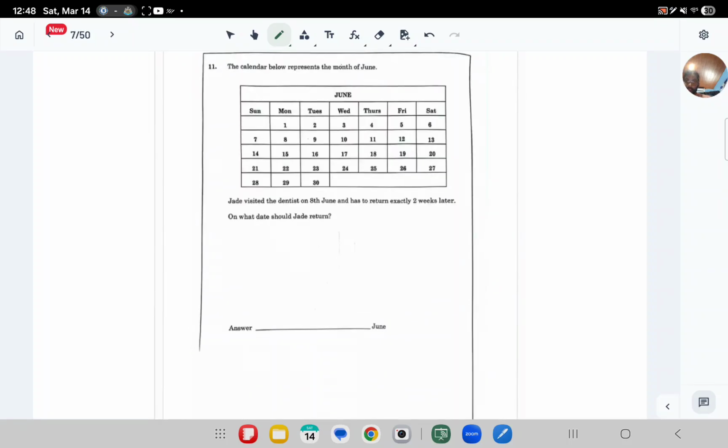Number 11, the calendar below represents the month of June. It said Jade visited the doctor on 8th June and has to return exactly 2 weeks later. On what date should Jade return? So 2 weeks, so we know 1 week is 7 days. So 2 weeks would be 14 days.